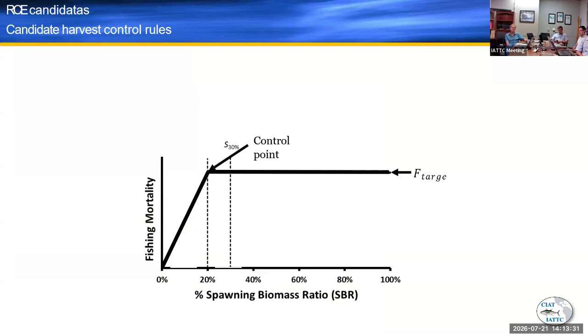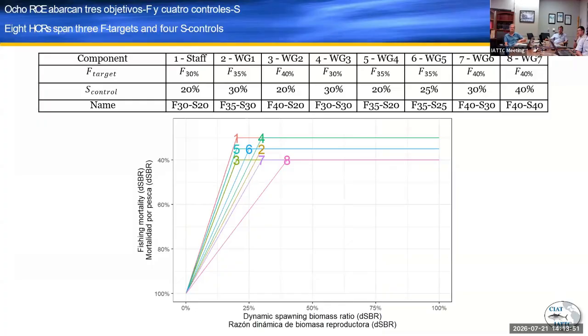So we evaluated several harvest control rules. They all had the same format, where we had a target fishing mortality, which was applied unless the population went below a control point, where the fishing mortality would be reduced towards 0 as the spawning biomass decreased. These are the harvest control rules that we tested, and they all differed based on the target fishing mortality or the control point.